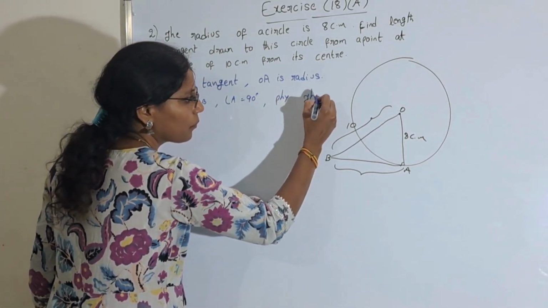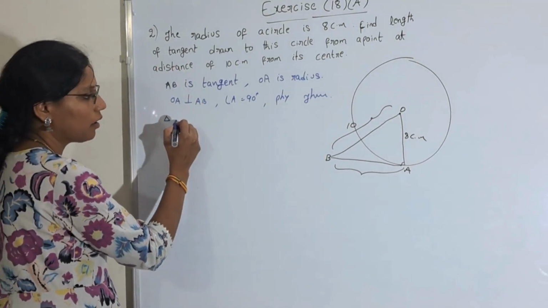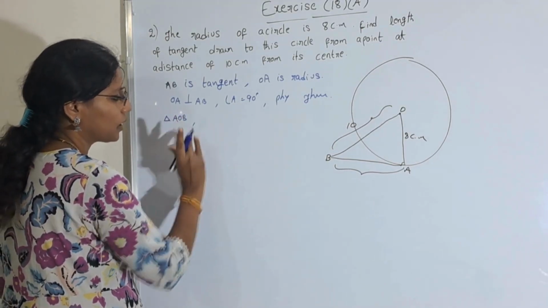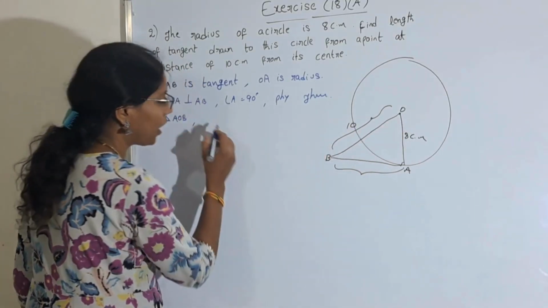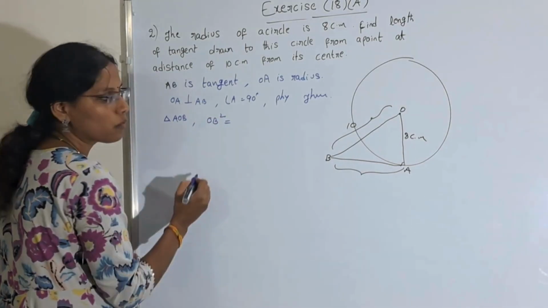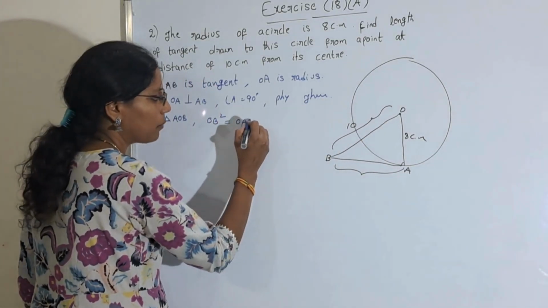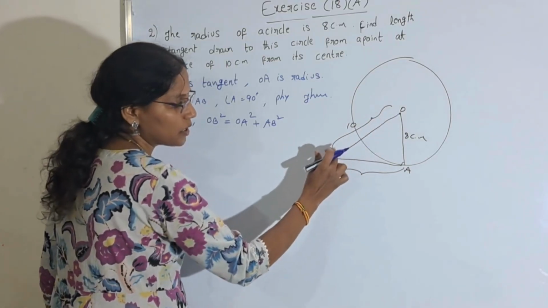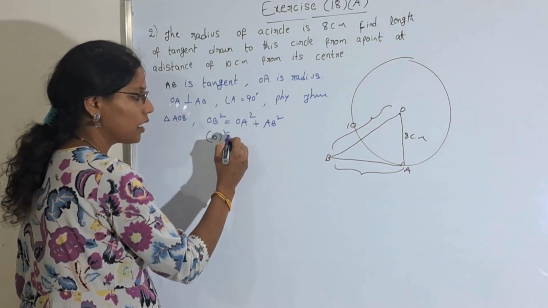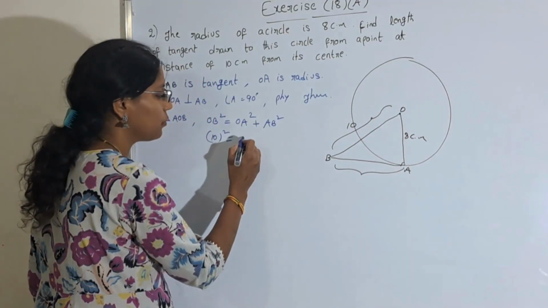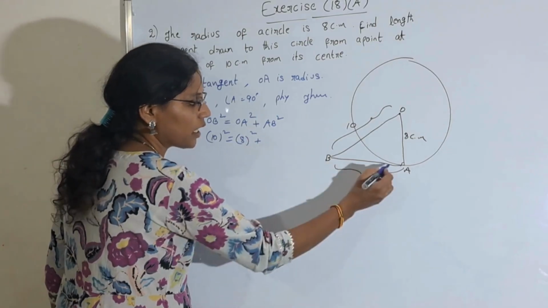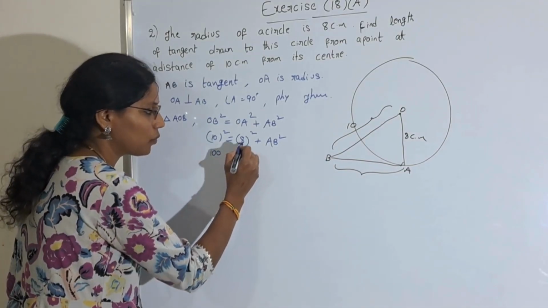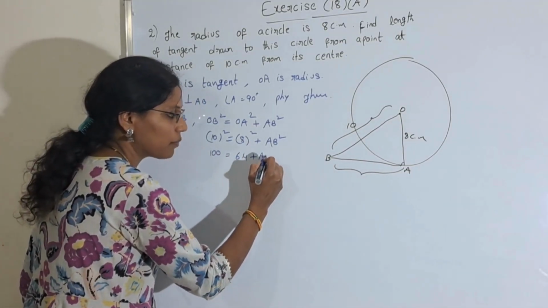Pythagoras theorem, triangle AOB. Here the square of the hypotenuse, OB square, is equal to OA square plus AB square. Here OB square, how much? 10. 10 square is equal to OA, how much? 8 centimeters, 8 square. Here AB we have to find out. AB square. 10 square, 100, equals 8 square, 64, plus AB square.